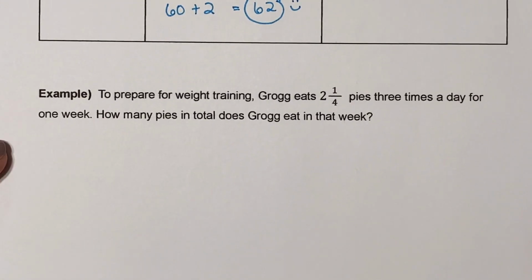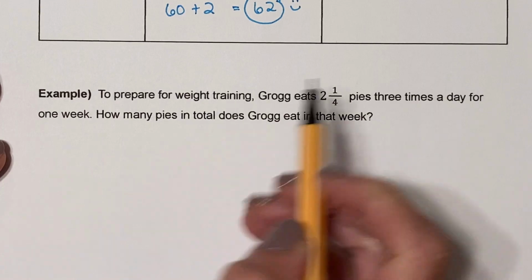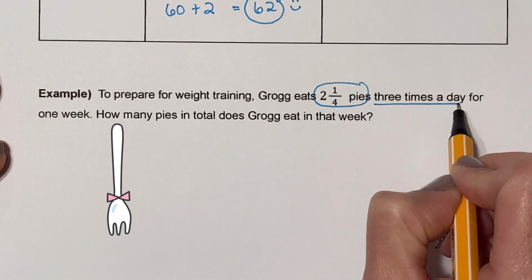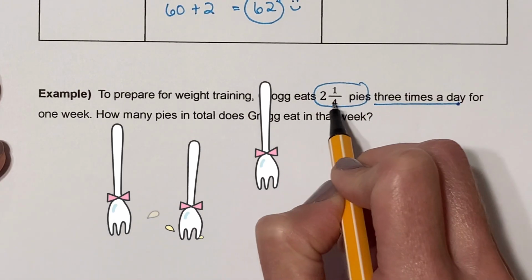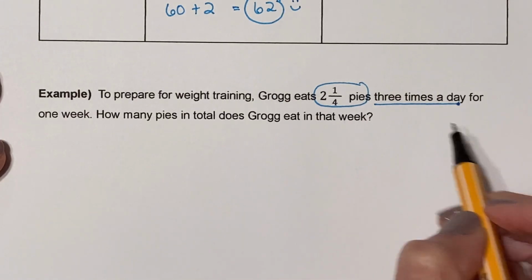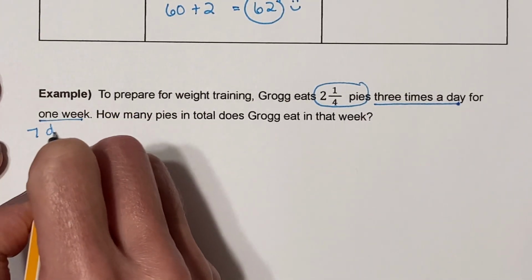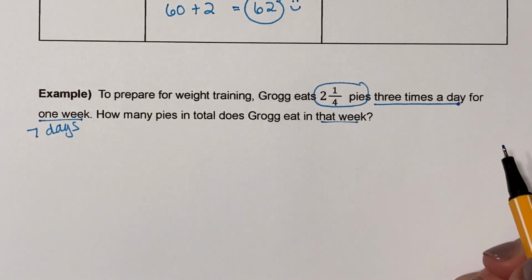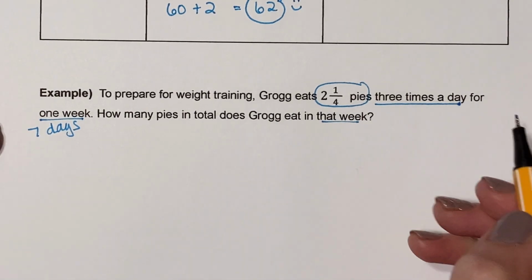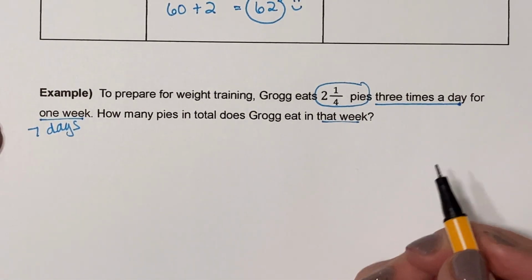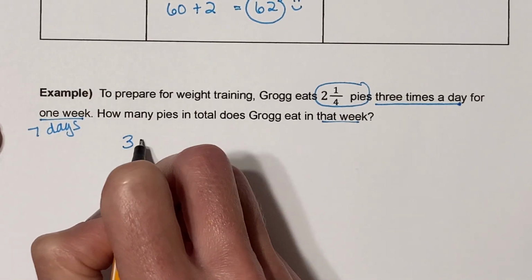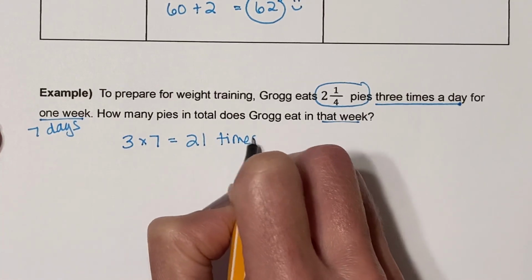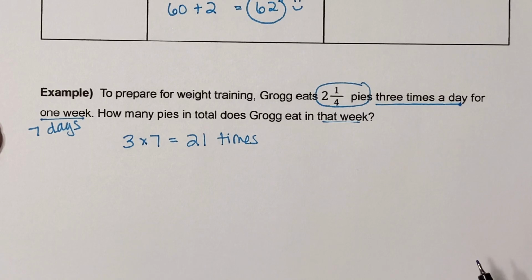Let's go ahead and do a word problem. Let's see, to prepare for weight training, Grog eats 2 1/4 pies 3 times a day. So each day he's eating 2 1/4 pies 3 times, for 1 week or 7 days. How many pies in total does Grog eat in that week? Oh my goodness. Well, the first thing I think I'll do is ask, how many times is he eating pies? Well, he's eating them 3 times a day, and that's for 7 days. So he is eating pies 21 times. Oh my goodness, that's 21 sessions of pie eating.